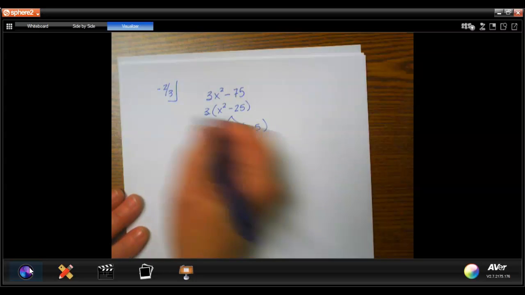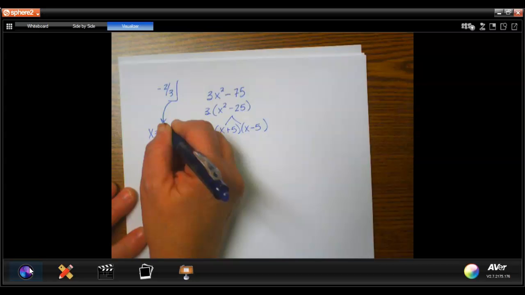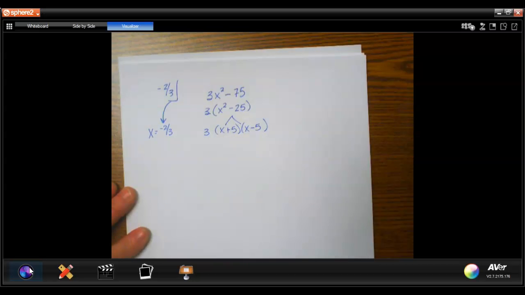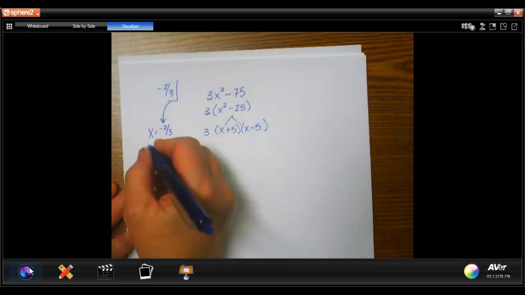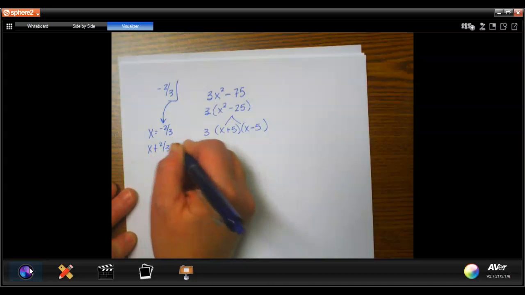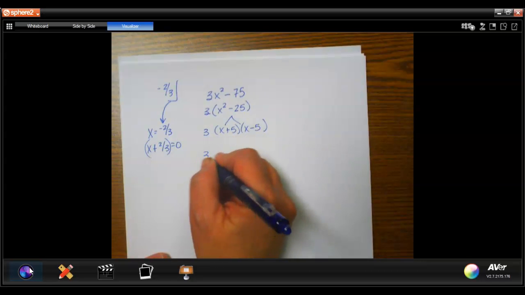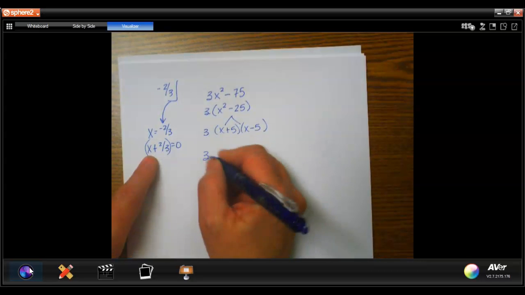And so you had this. The negative 2/3, that's what the x is. And to get the factor that goes with that, you're going to set it equal to 0. So I'm going to add 2/3 to both sides. I have x plus 2/3. That's my factor.